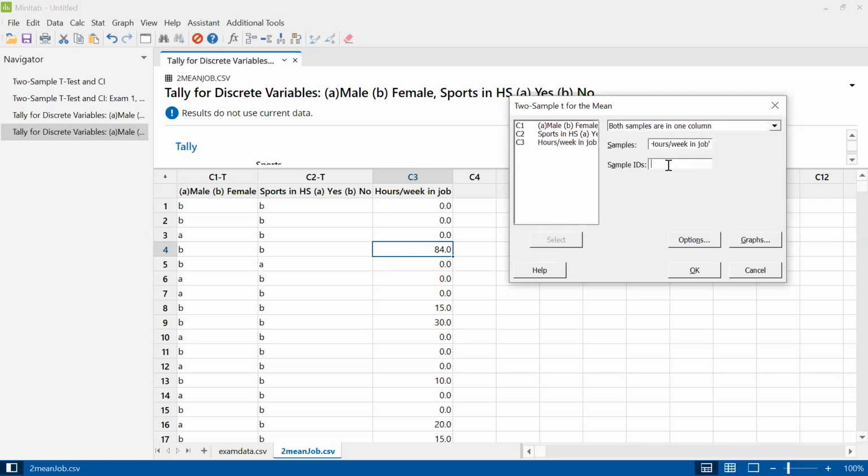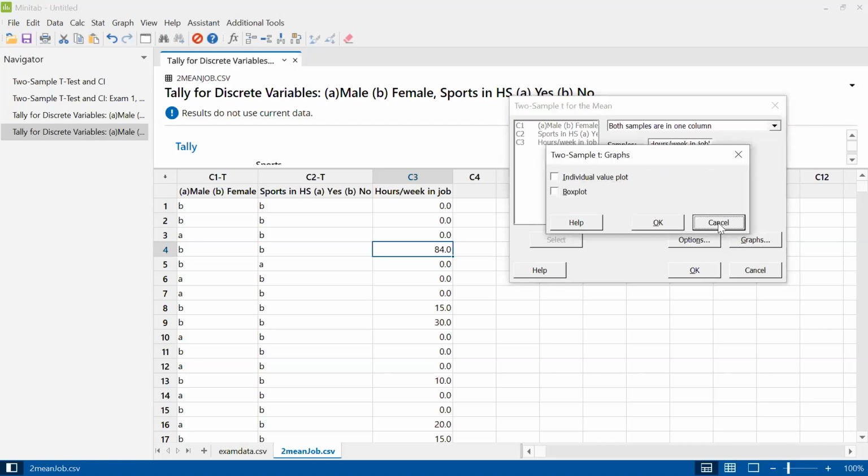The way we split it into groups, if we're comparing male and female, well, they have different tags in the first column. And so the sample ID, that's going to be the male versus female. Minitab is going to take the people who answered A in the ID column, male versus female, put all of their numbers into one group, and then all the people who answered B in the first column and put their numbers into the second group.